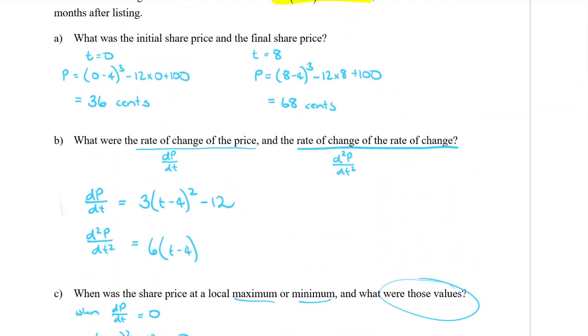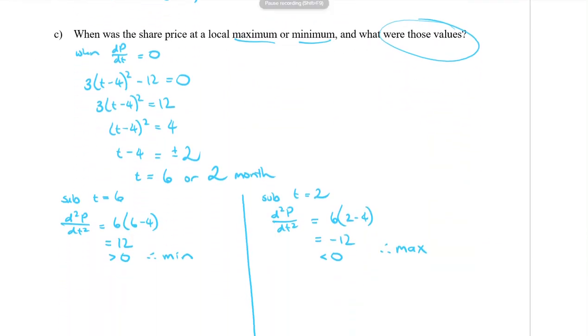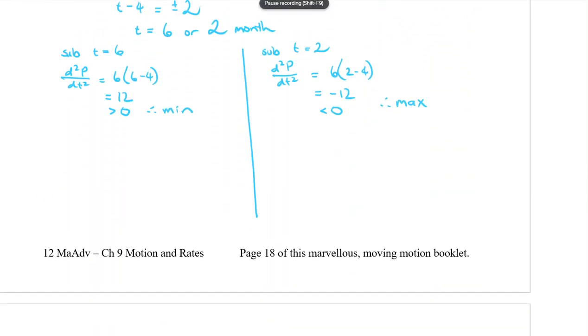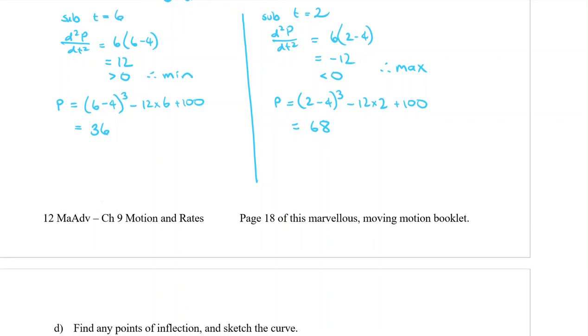The equation for P is the yellow one way back here at the start. I have to sub into there for t equals 6 and t equals 2. So P equals 6 minus 4 brackets cubed minus 12 times 6 plus 100, and calculate that, you actually get 36 again. Then if you do t equals 2, we get 2 minus 4 cubed minus 12 times 2 plus 100, which is equal to 68. So we found two turning points.